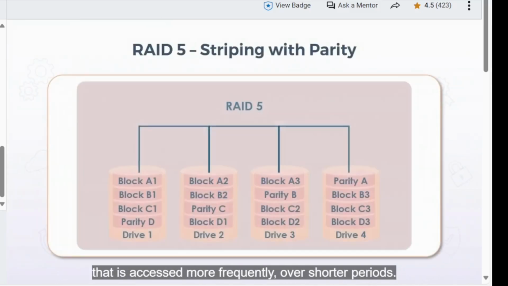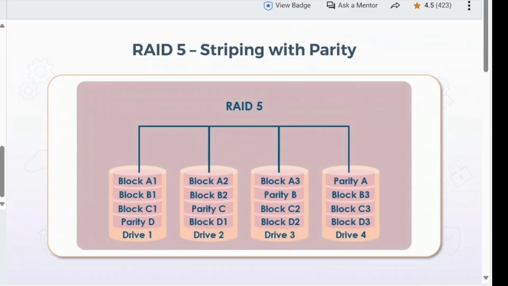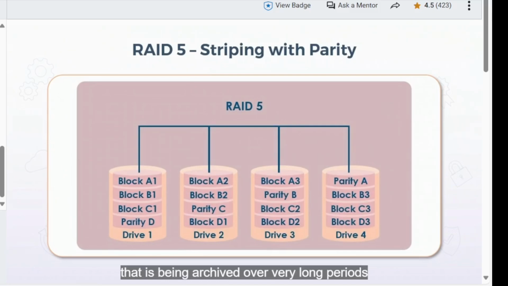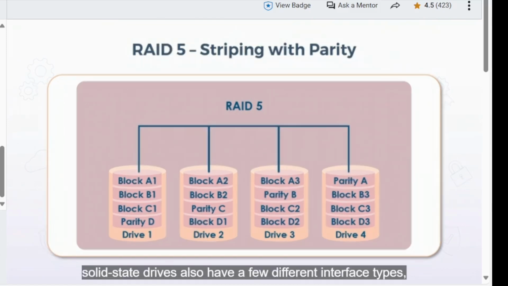Now, RAID 5 is referred to as striping with parity, so it still uses the same striping that we saw in RAID 0, but recall that striping on its own does not provide any redundancy. So this is where the parity comes in. Now, you do have to have at least 3 disks for a RAID 5 array, but again, you can have, in most cases, up to 32.